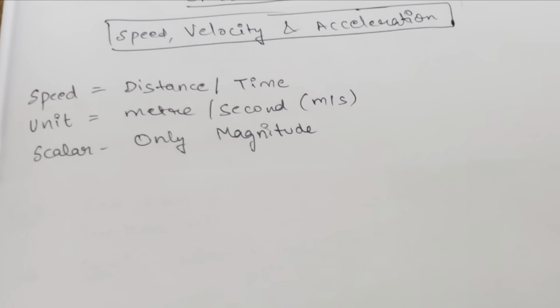The unit for this is meter per second, and since we only care about how fast it moves, it's about magnitude, and that's why it's a scalar quantity. So notice that speed is using distance and time. In the last video we learned about distance, and now when we added time to it, basically how much distance and how much time, it becomes speed.